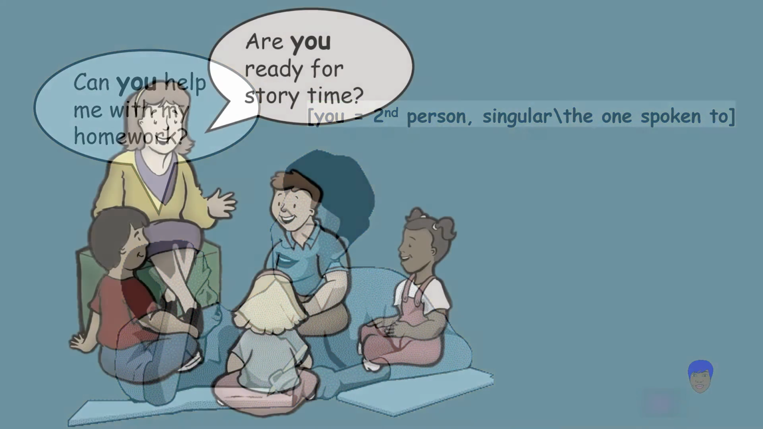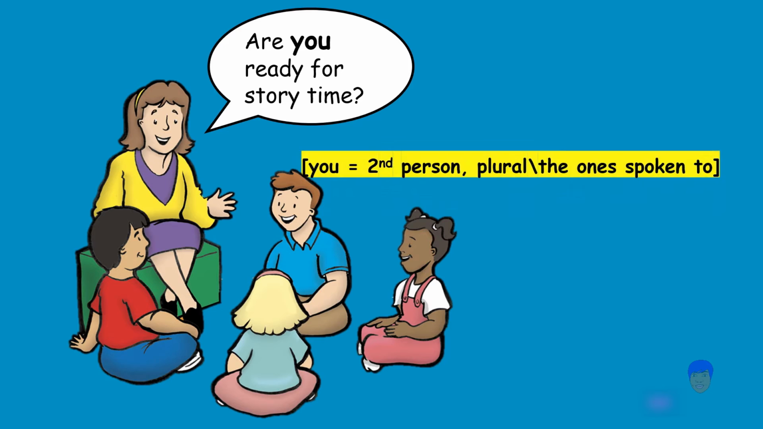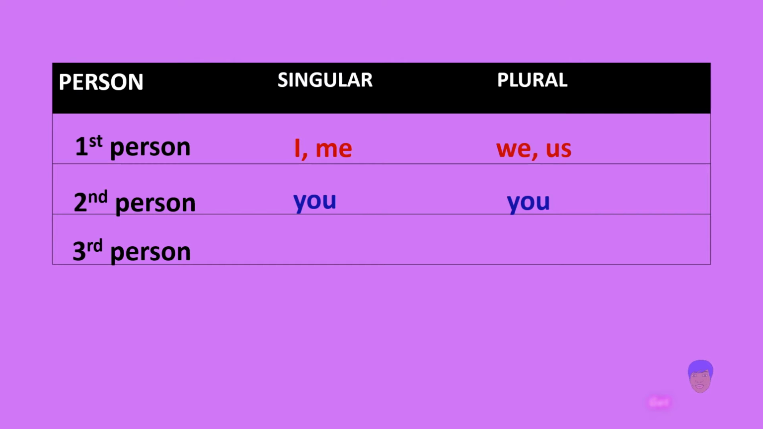Another example. Are you ready for story time? You is a second person pronoun in this sentence, but it's in the plural form. It represents the one spoken to. Once upon a time. Now, let's look at the third person pronouns.